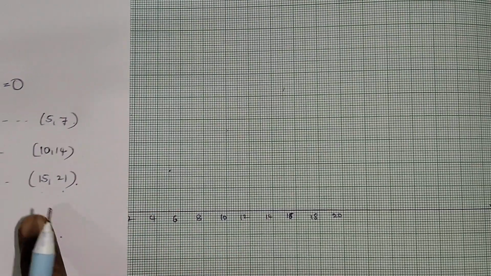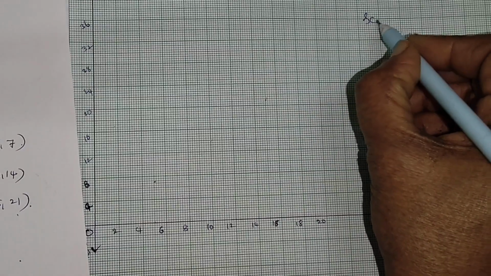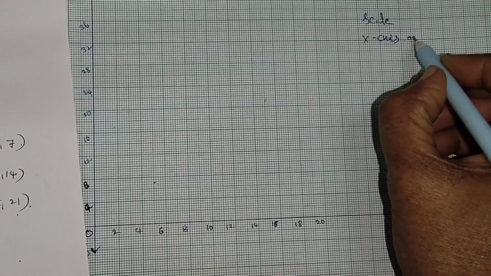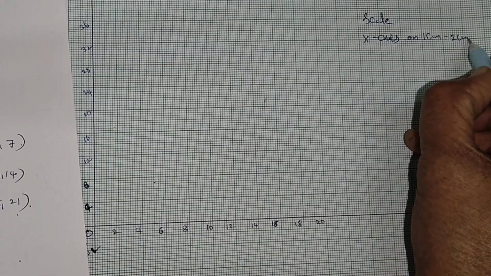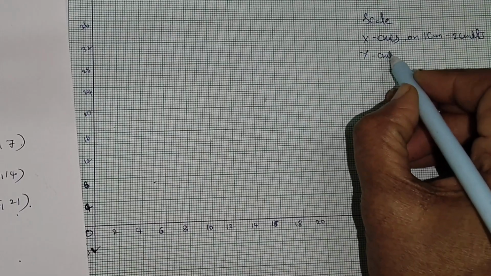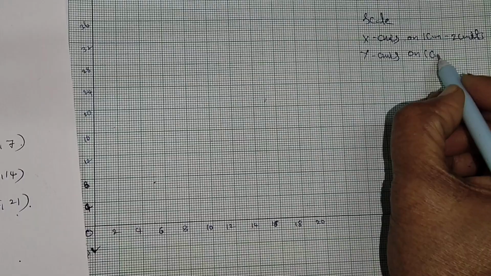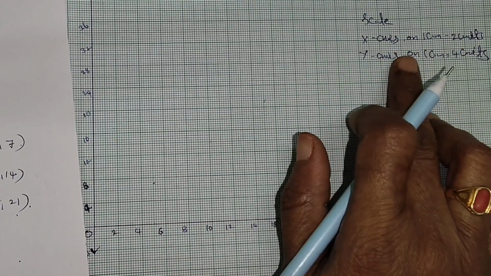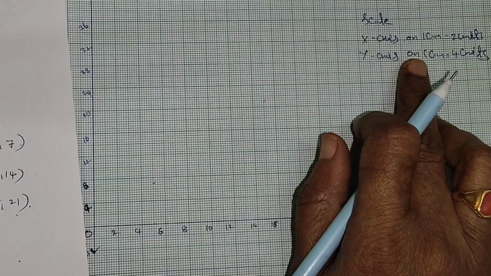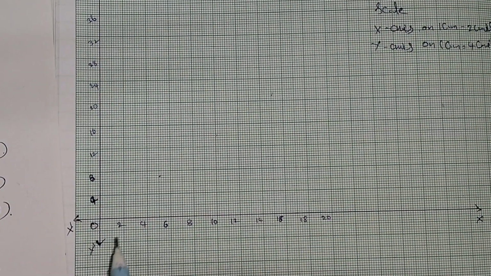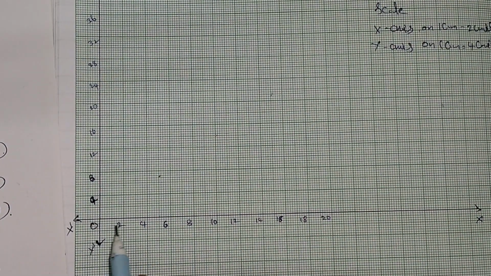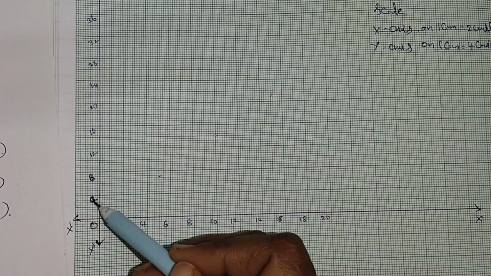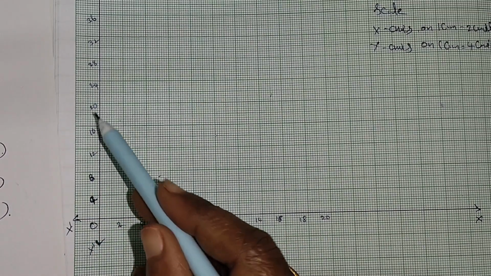So we take the scale: on the x-axis 1 centimeter equal to 2 units, and on the y-axis 1 centimeter equal to 4 units. So we write 0, 2, 4, 6, each centimeter equal to 2 units. And on the other axis, each centimeter equal to 4 units, so 0, 4, 8, 12, 16, 20.